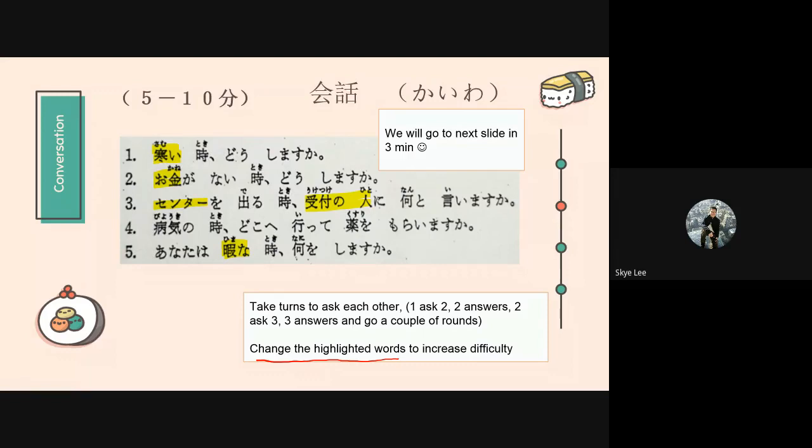Samui toki, dou shimasu ka? What are you going to do if it's cold? Okay, so I will reply, right? Yep. Okay, samui toki.